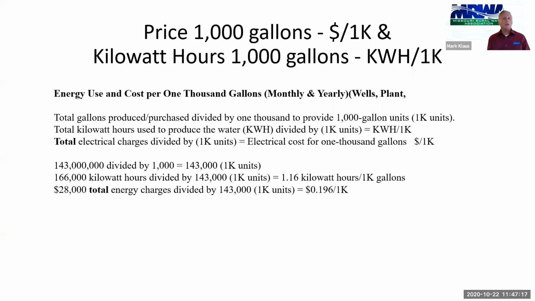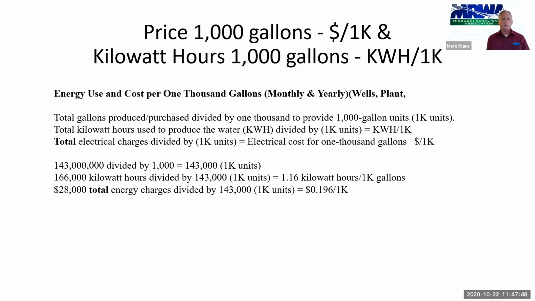And then we take our total. We can do this several ways. We can also just take the energy charges. It works better to do total, because you're getting all the extra charges that they throw on there, like we talked about earlier, that get added on. So basically, we take our total charges and we divide that by the 1,000 gallon units, and that gives us our electrical cost.